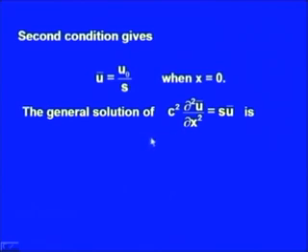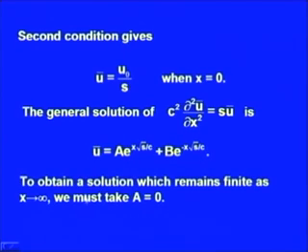And now, the general solution of c square del square u bar over del x square equal to s u bar, where this u bar is u bar of x, s, is u bar equal to a times e to the power x root s by c plus b times e to the power minus x root s by c, where a and b are functions of s.